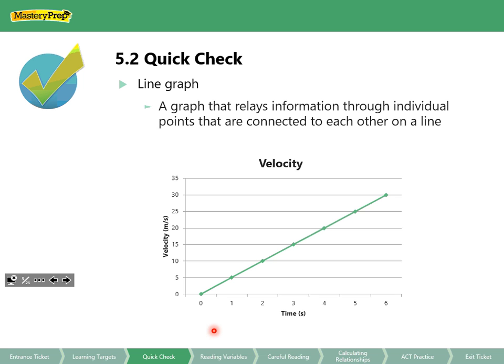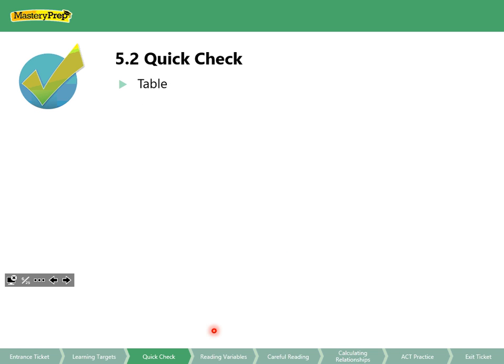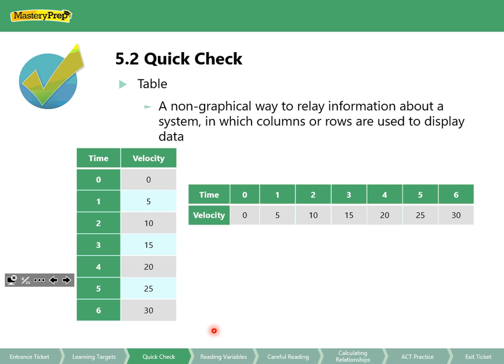The next type we can have is a line graph. It's a graph that relays information through individual points that are connected to each other on a line graph. And a table, a non-graphical way to relay information about a system in which columns or rows are used to display data. Because any type of chart can always be represented as a table. Where here we're looking at the X and Y values.